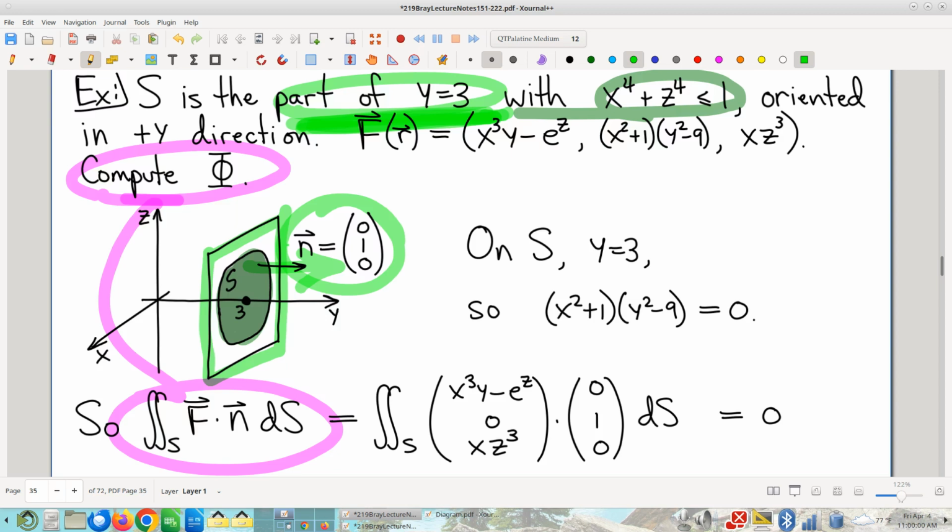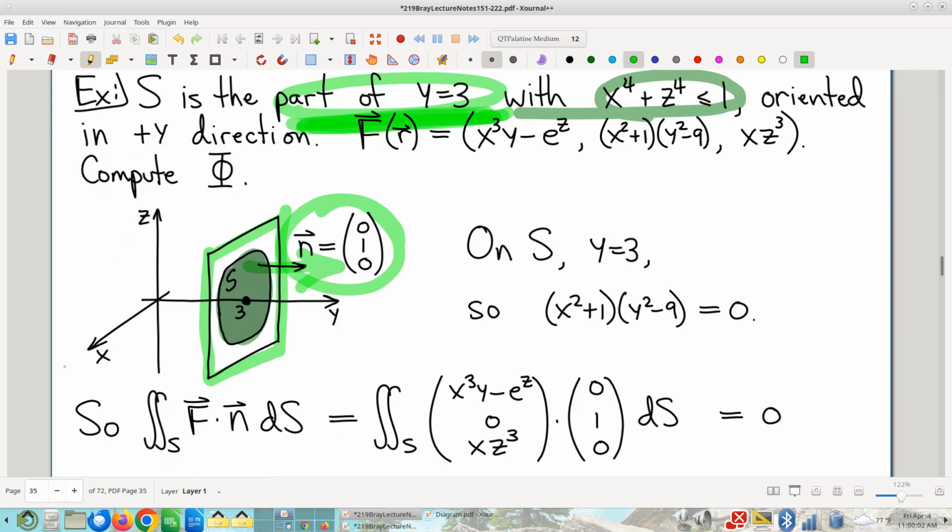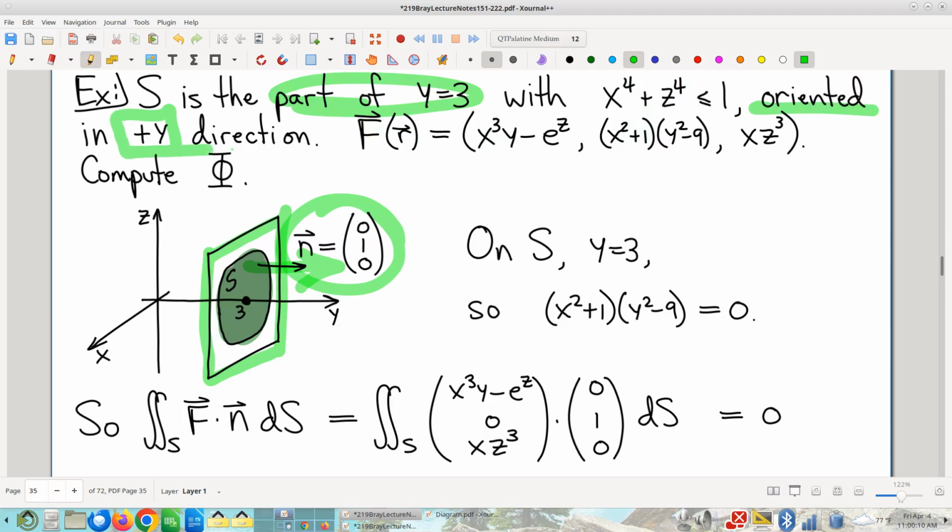And in fact, notice it even tells me how to orient this, right? I'm looking for the part of y equals 3, but specifically oriented in the positive y direction. And that's how I know that it points that way, not that way. Does that make sense? Is everybody with me? Okay.